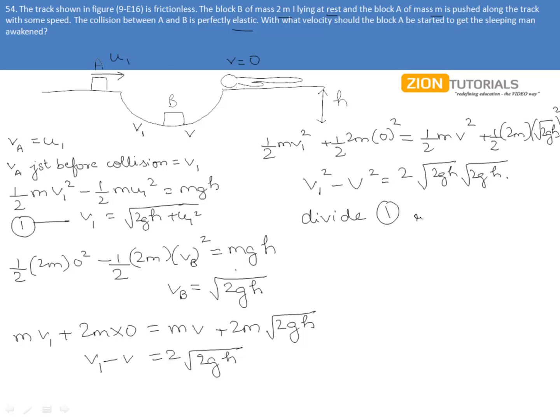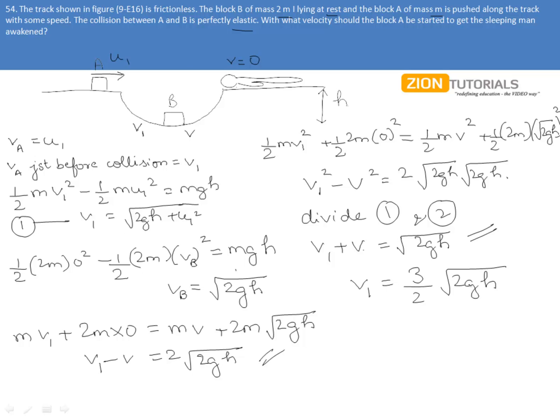Now divide equation 1 and 2 in order to get one more linear equation, that is v1 plus v to be under root of twice gh. Now we have this equation and this equation, from which we can calculate the value of v1 to be 3 by 2 under root 2gh. Now put this value of v1 into equation number 1 in order to get the value of u, or u1, that is under root 2.5 gh.